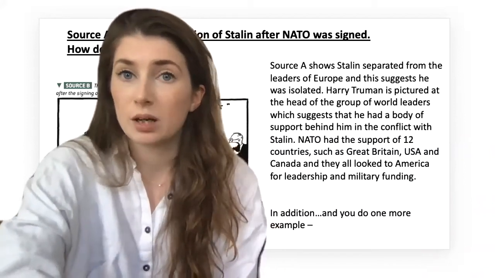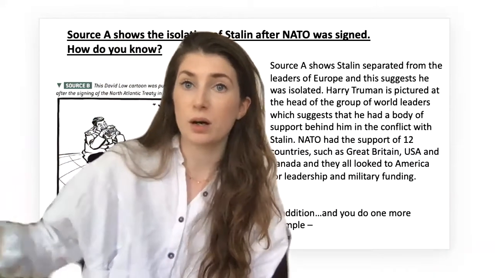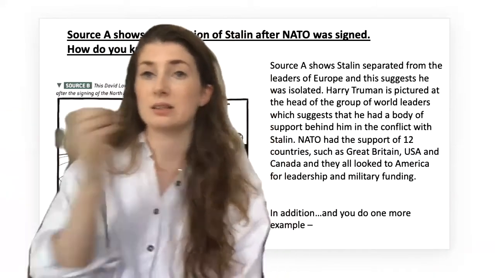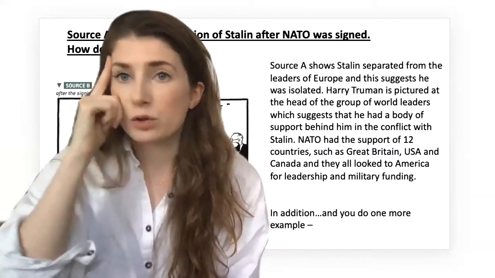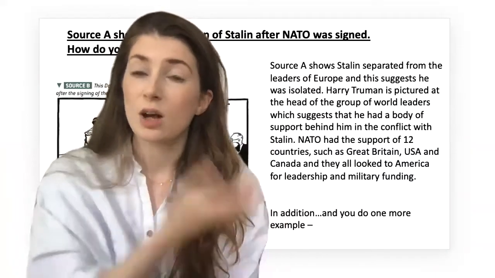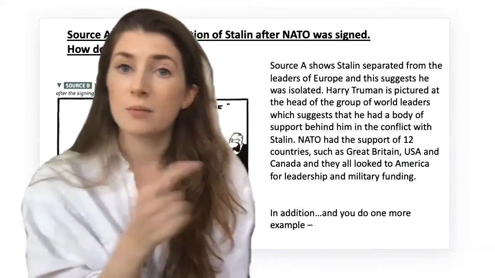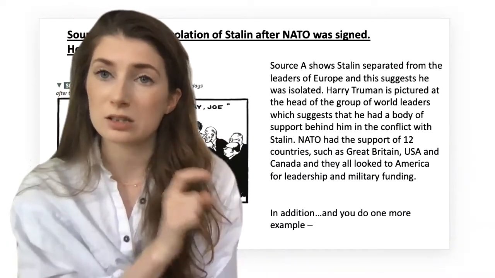Done. That's it. Okay, half of it explains what I can see. I can see that Stalin sat apart. I can see that he's isolated. I can see that Truman is at the head of all the other leaders and they're all against him. What do I know? Well, I know that 12 countries went to Truman as a leader of NATO. Done. At the bottom, I've just put my sentence starter for my second one, okay? And I would need to do 1 more.